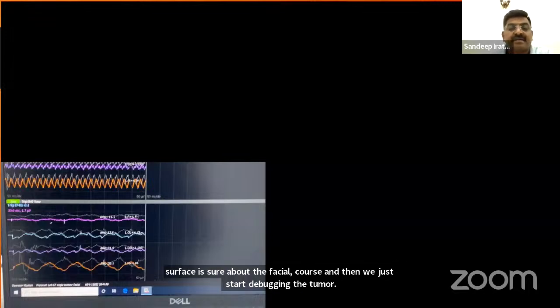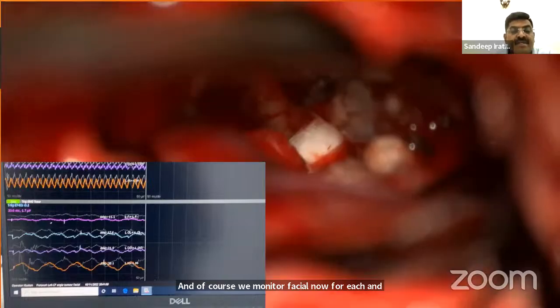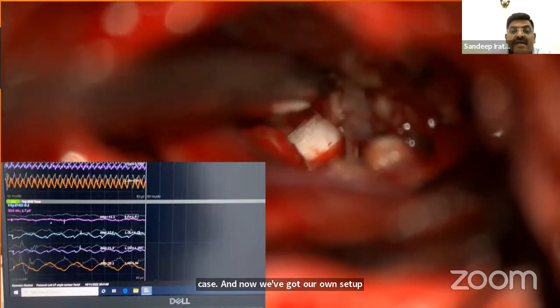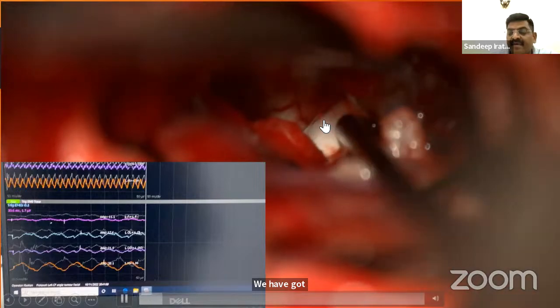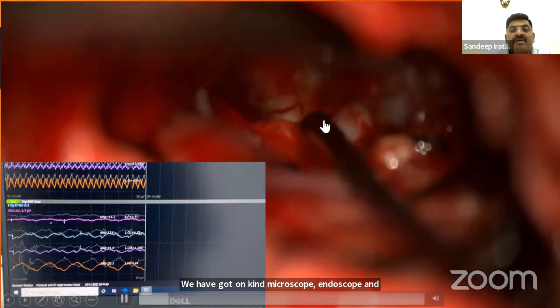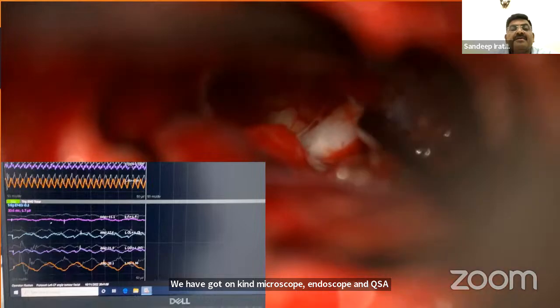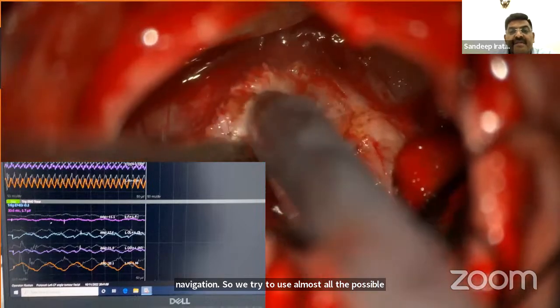And of course, we monitor the facial nerve for each and every case. Now we have got our own setup. We have got our own hand microscope, endoscope, and CUSA navigation. So we try to use almost all the possible gadgets to do this beautiful surgery beautifully.